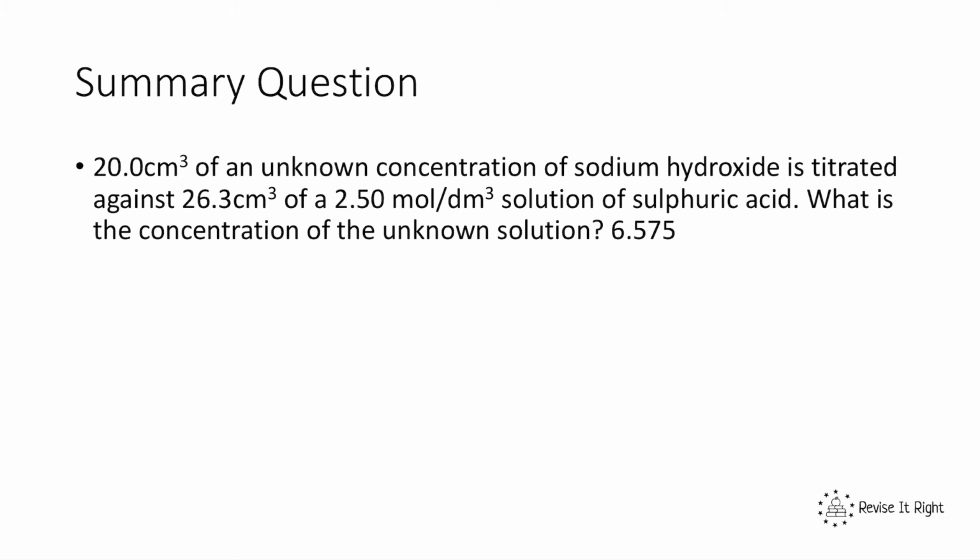So here we've got our 20 centimeters cubed of sodium hydroxide, and it's titrated against 26.3 centimeters cubed of a 2.5 mole solution of sulfuric acid, and we've got to work out the concentration of the unknown. So let's construct our balanced equation. So it's sodium hydroxide plus our sulfuric acid, and as we say, it makes sodium sulfate and water. And to balance that equation, we do that. So if you watched me balance that equation and you needed me to do that, then pause the video now to have a go at the rest of the equation.